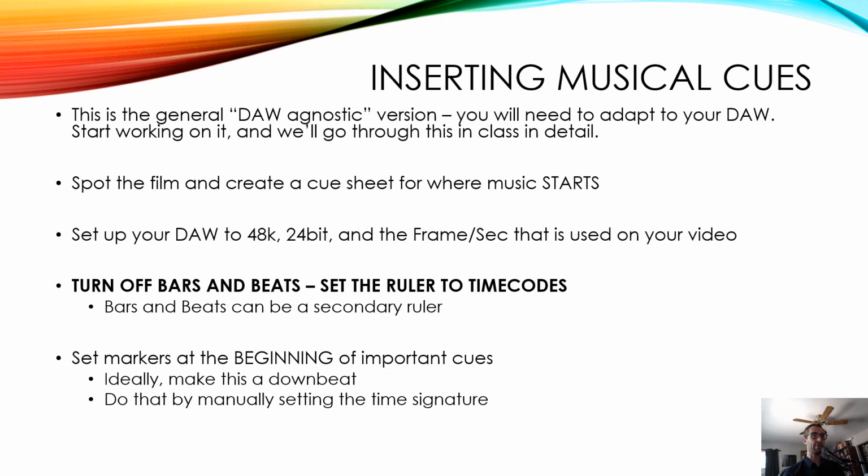You can set bars and beats as a secondary ruler, but go to where you want each of those important musical cues to start and set a marker. Ideally, this will be a downbeat. Then you can make that a downbeat by setting the time signature manually at wherever that point is. That will automatically adjust to a downbeat in every DAW.